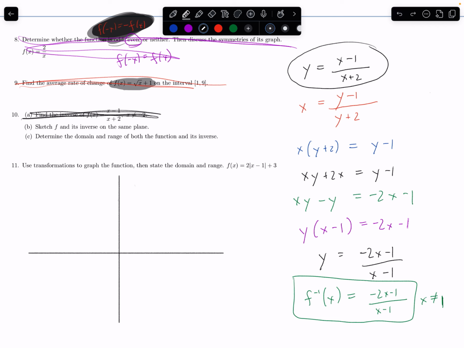It's x equal to negative 2, right? Because that's what would make the denominator 0. So let's do that in purple, negative 2. Asymptote.